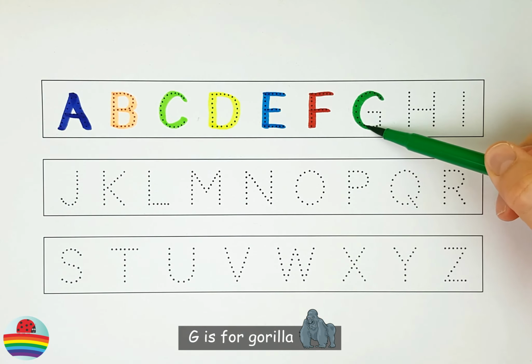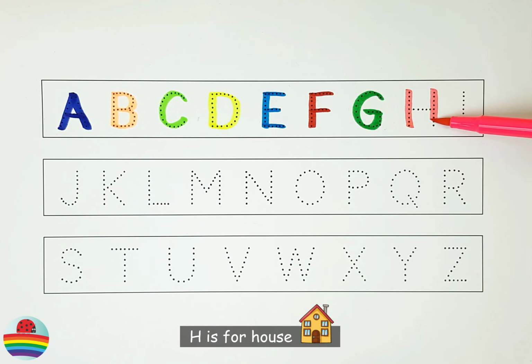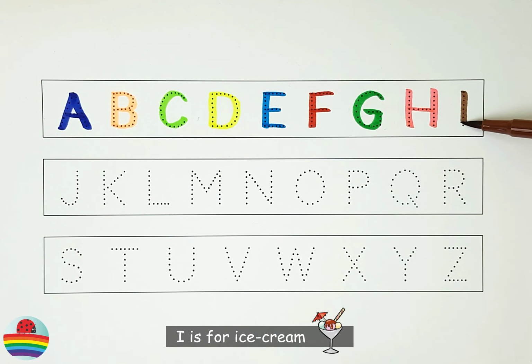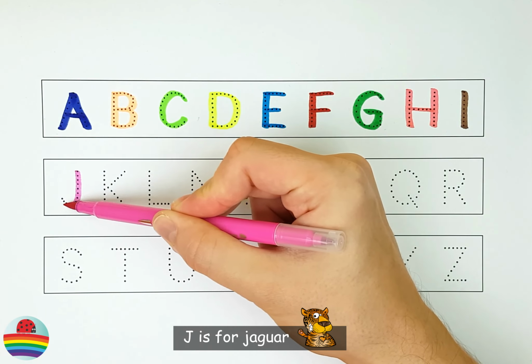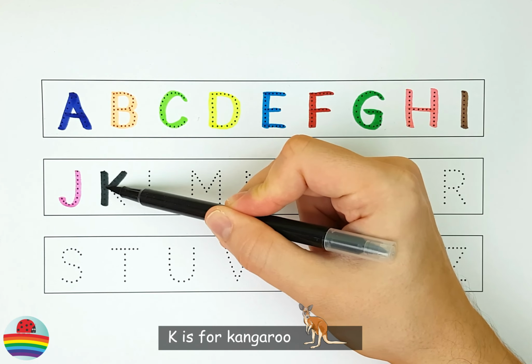G is for gorilla. G. H is for house. H. I is for ice cream. I. J is for jaguar. J. K is for kangaroo. K.